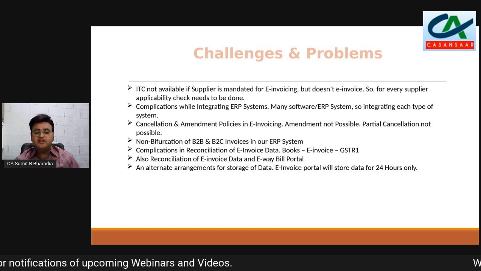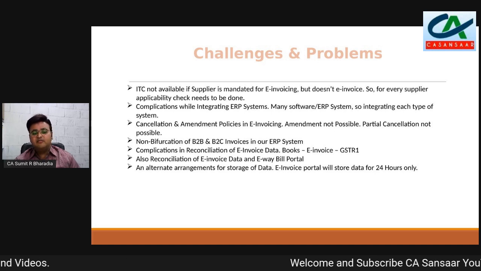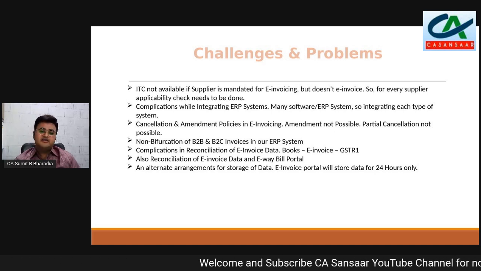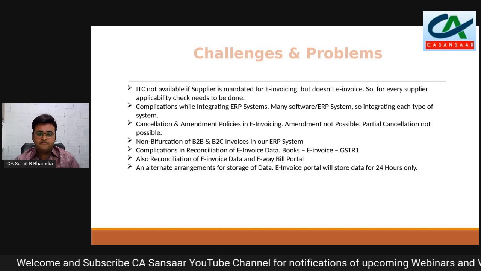Complications in reconciliation of e-invoice data, like from the books of accounts, e-invoice, GSTR-1, and the e-way bill portal. Now, alternative arrangements for data need to be made because the e-invoice portal will store data only for 24 hours.